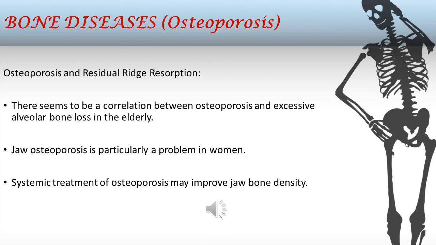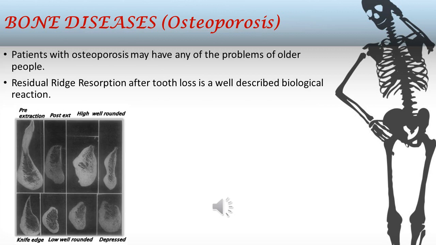Osteoporosis and residual ridge resorption. There seems to be a correlation between osteoporosis and excessive alveolar bone loss in the elderly. Jaw osteoporosis is a problem in women. Systemic treatment of osteoporosis may improve jaw bone density. Patients with osteoporosis may have any of the problems of older people.